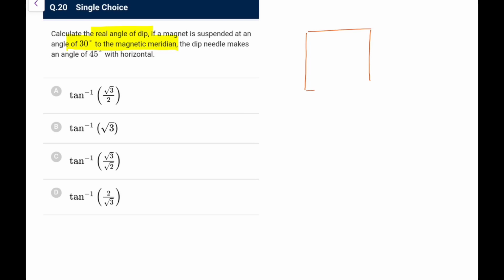Let's say this is the magnetic meridian, the actual plane in which Earth's field lies. So it would be the Earth's field B, this would be the corresponding BH, and this would be BV. And this dip angle, let's say theta naught, is the real dip. So that real dip, you know, is equal to BV by BH.